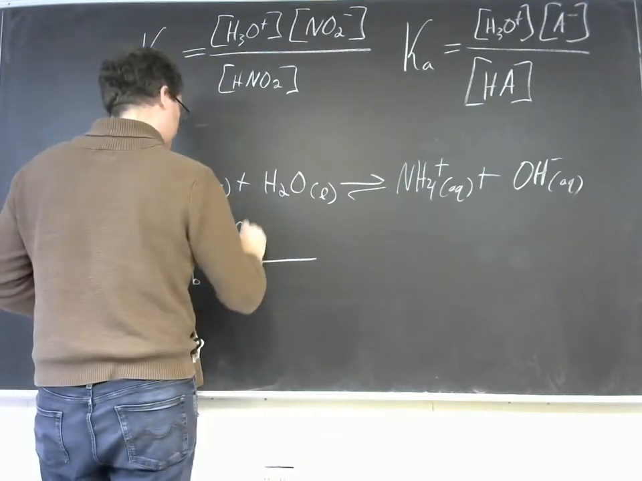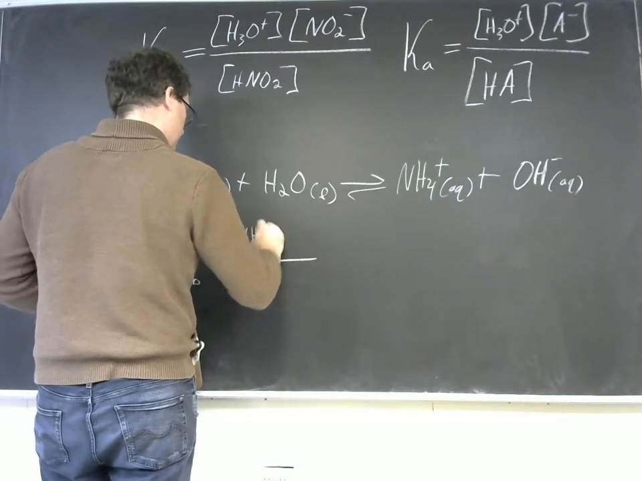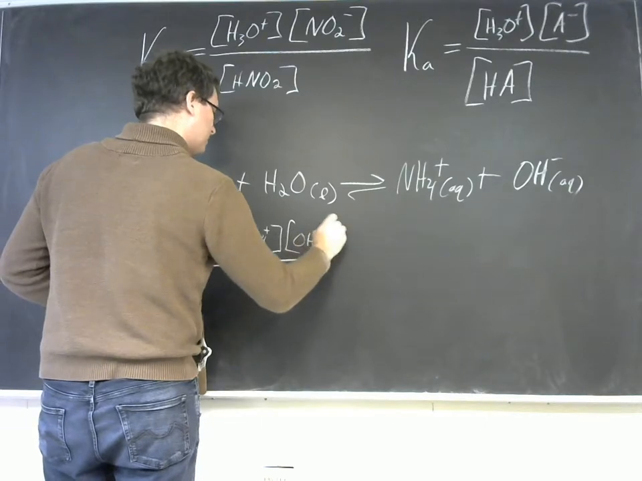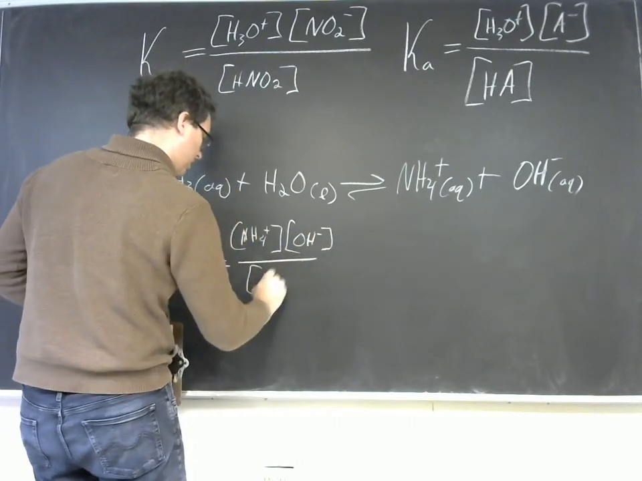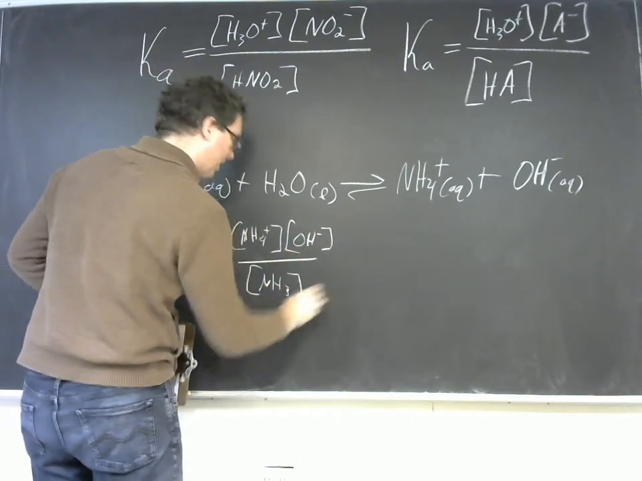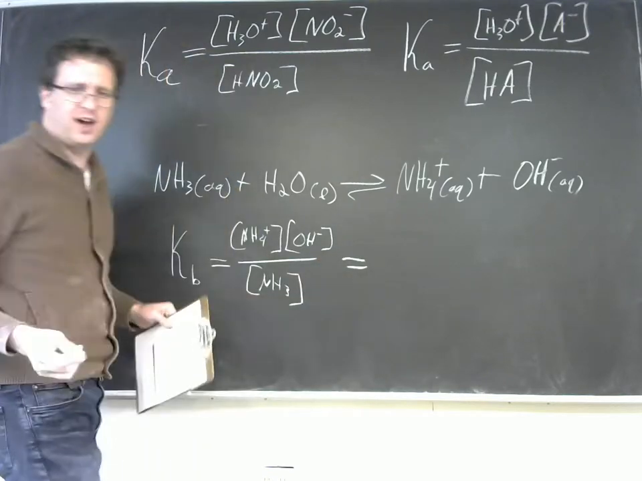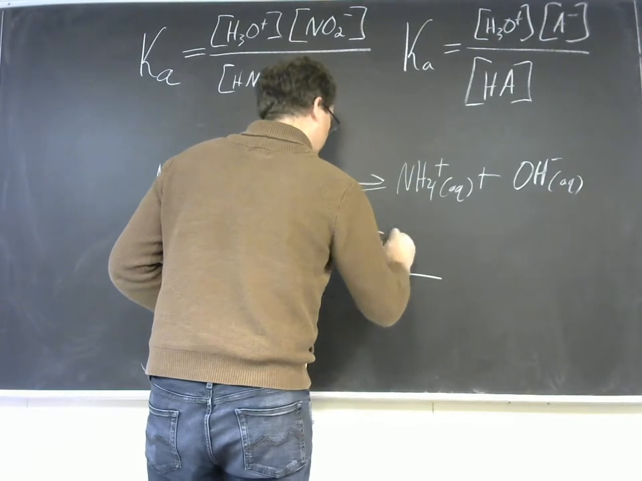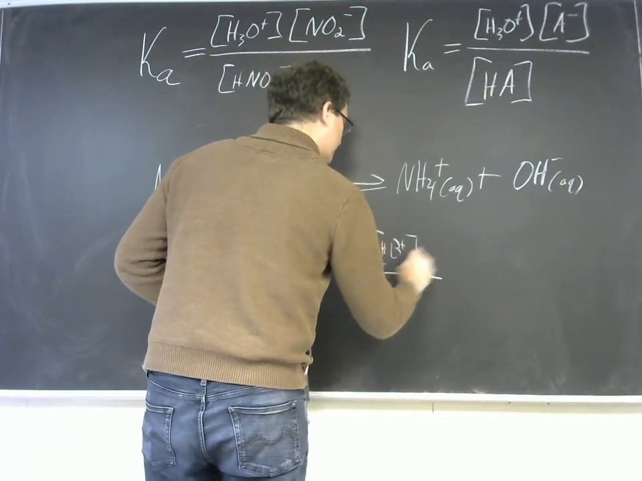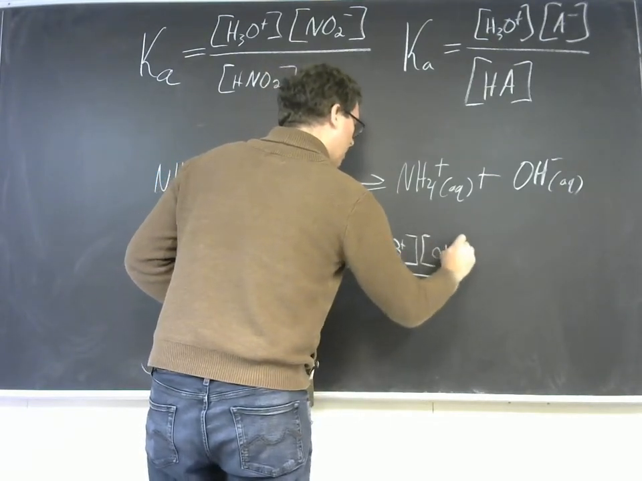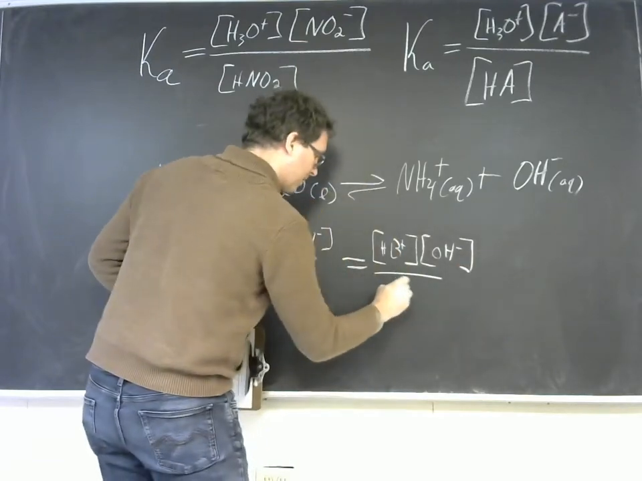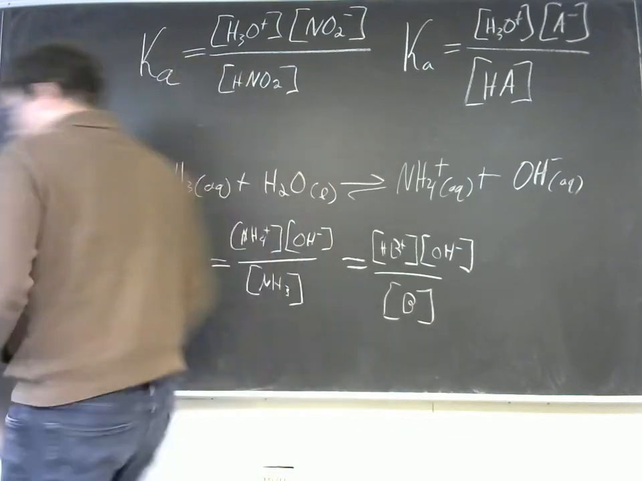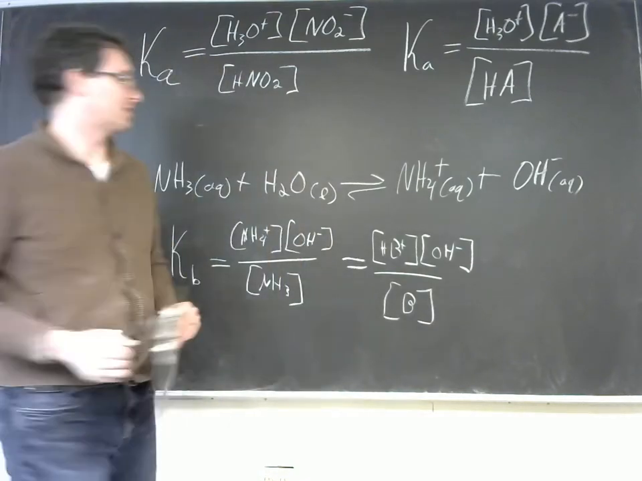NH4+ times OH- over NH3. Or again, if we want to generalize this, then we'll usually say this is HB+ times OH- over B, the base itself.